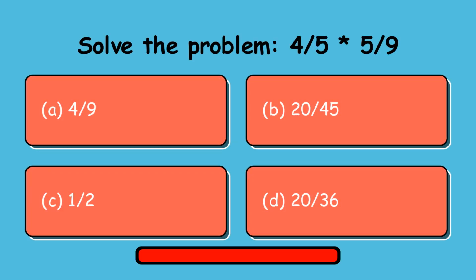Solve the following problem: 4 divided by 5 multiplied by 5 divided by 9. Your possible solutions are A, 4 divided by 9, B, 20 divided by 45, C, 1 divided by 2, D, 20 divided by 36. You have 10 seconds to solve the problem.